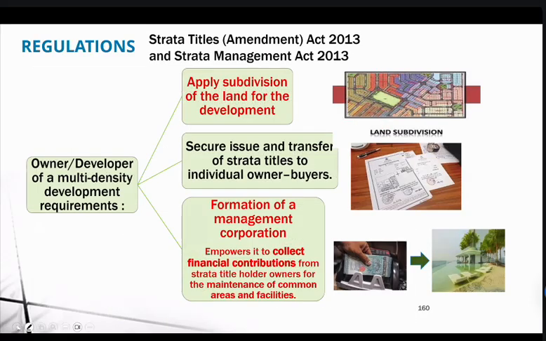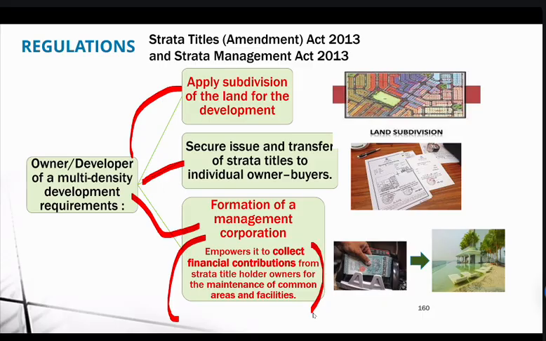Whenever you deal with multi-density developments, you are always under the Strata Title Act. That's when you apply for subdivision of land, secure and transfer strata titles to individual owners and buyers, and form a management corporation to collect financial contributions from strata title owners. So that one was an exam question here.